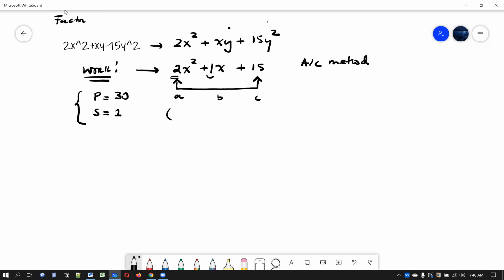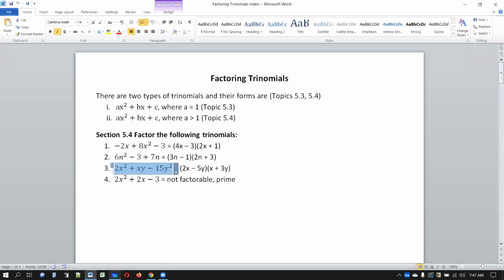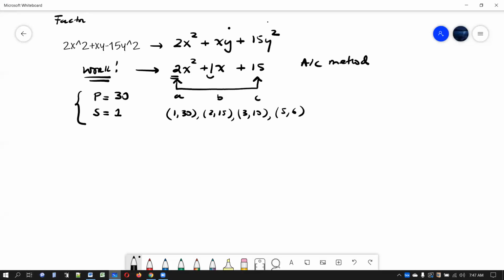All right, so I can write them here: 1 and 30, 2 and 15, maybe 3 and 10, and maybe 5 and 6. All right. Let's make sure that I copy this thing correctly. Minus 15. I copied this incorrectly. So let's fix this thing here real quick. This is supposed to be minus, no problem. It's easy to fix. Minus 30. Okay, so these are the possible pairs.